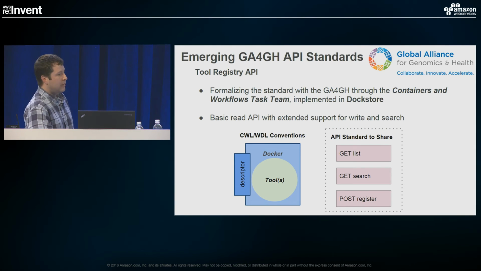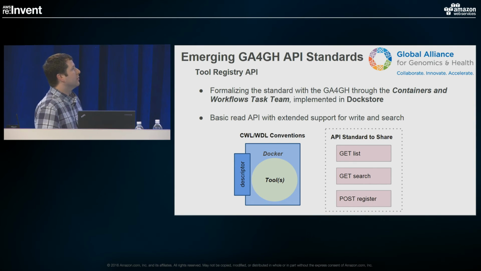And this is all really being focused on by the GA4GH. So this is the Global Alliance for Genomics and Health. This is where our API standards effort is taking place. So I'm the co-leader of the Containers and Workflows task team. And our priority there is to establish APIs that abstract and make generic the facilities of Dockstore and Toil and these other pieces of infrastructure.